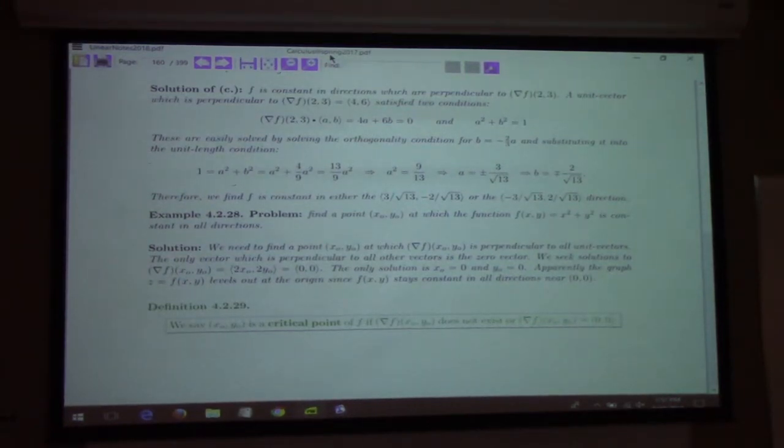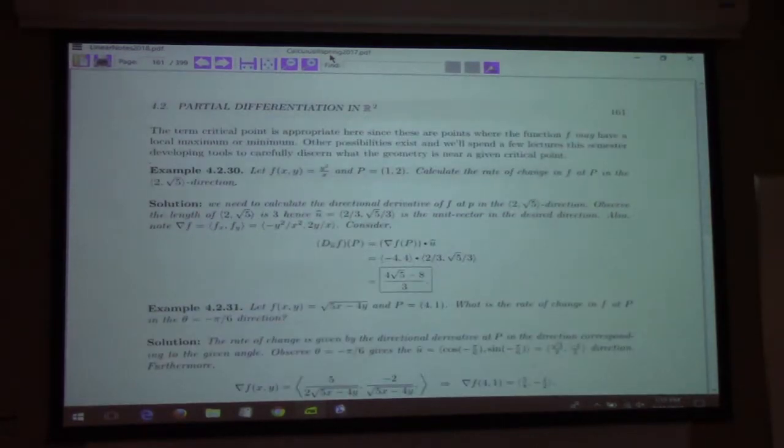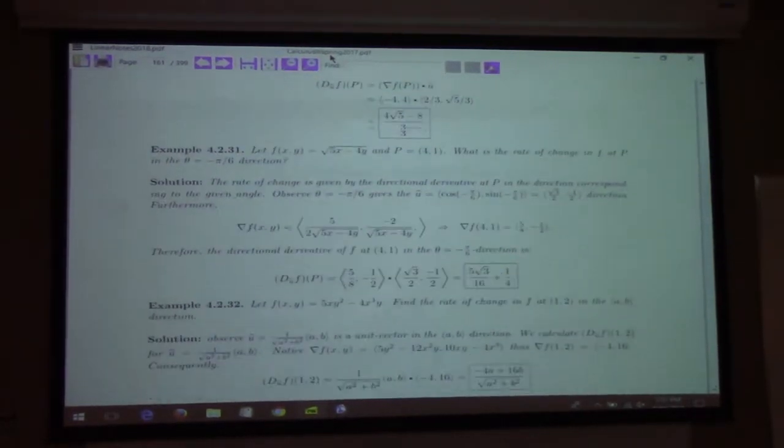So the origin is a critical point for this function, which is not especially surprising if you think about z equals x squared plus y squared. That's the paraboloid which opens up. You know something funny is going on at the origin, right? Anyway, a critical point is a point where either the gradient does not exist or it's 0, as we were talking about. So here's another example or two about that.